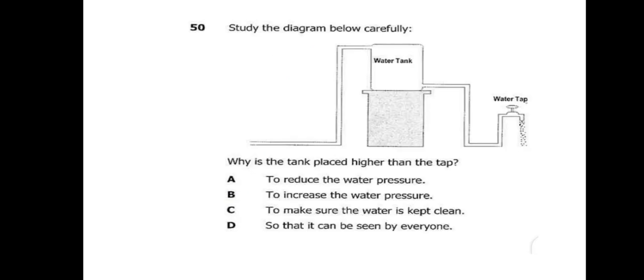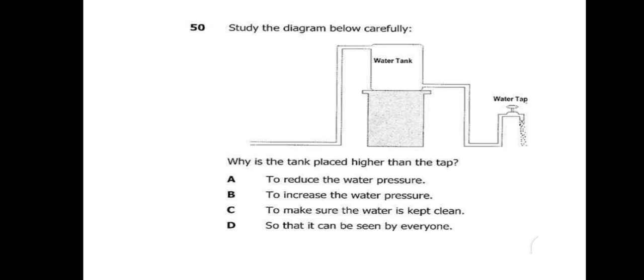This question says, study the diagram below carefully. I've just added this question for the sake of knowledge. I'm sure we've all seen water tanks. We find that they are placed on a high platform, and those stands, they just don't do that for decoration. There's a reason why they put tanks on those high stands. So that's the question here. Why is the tank placed higher than the tap?